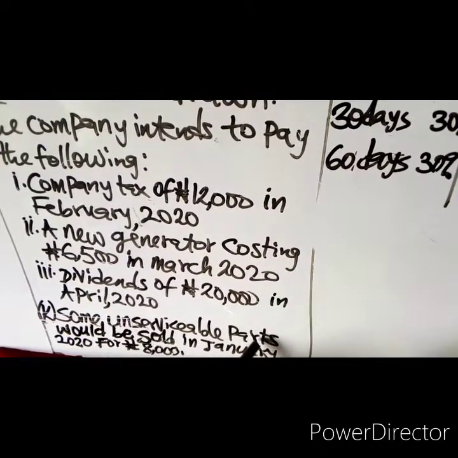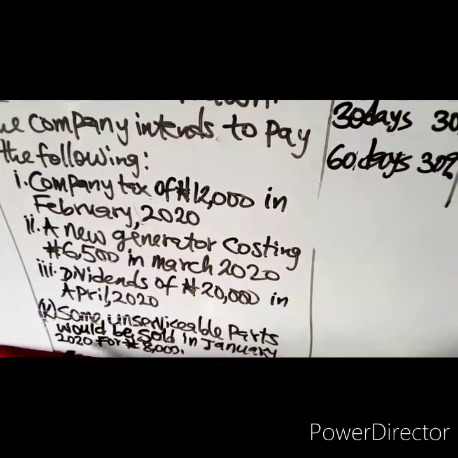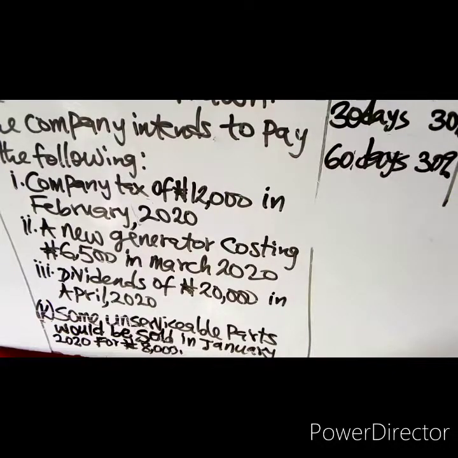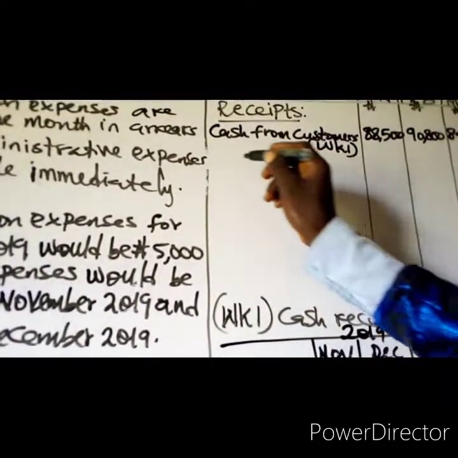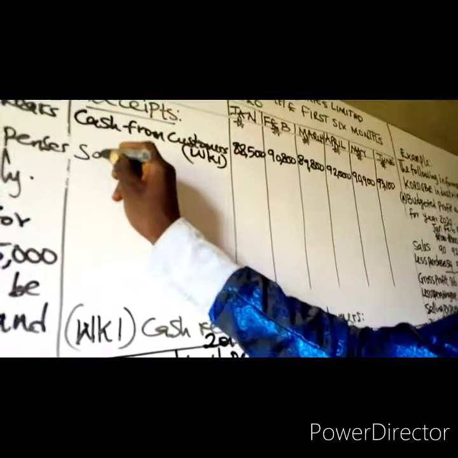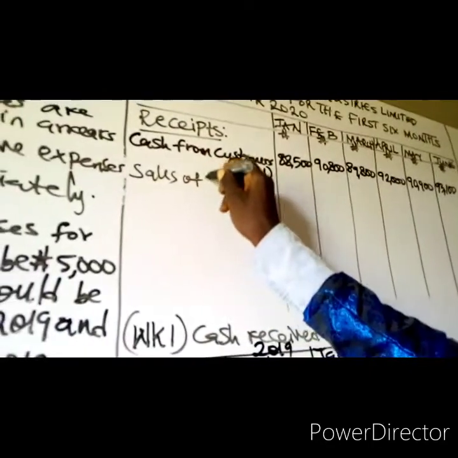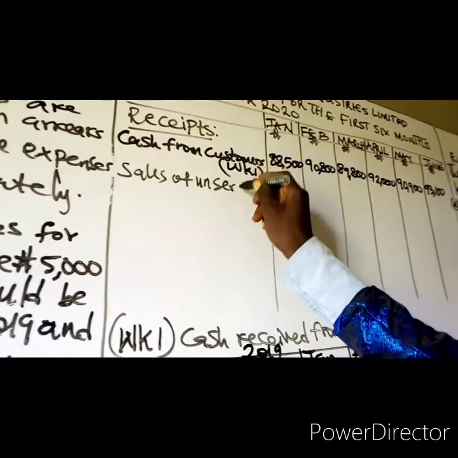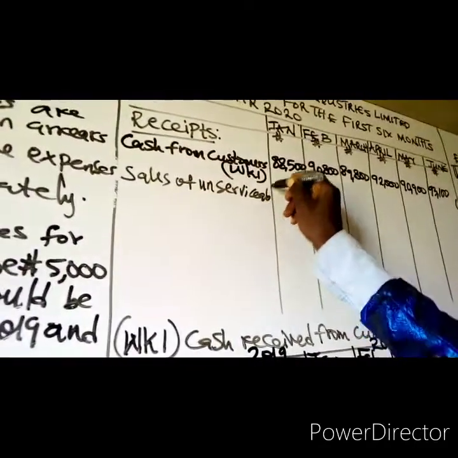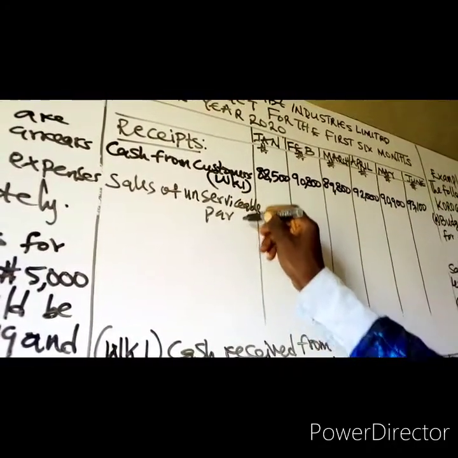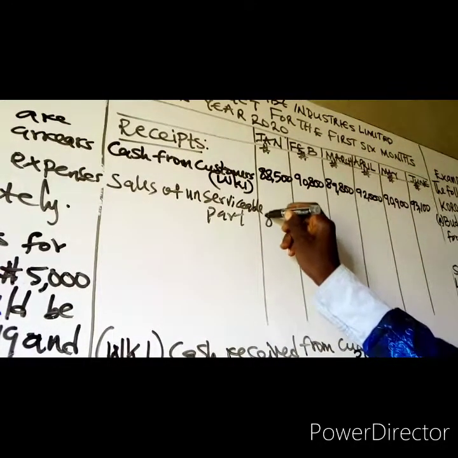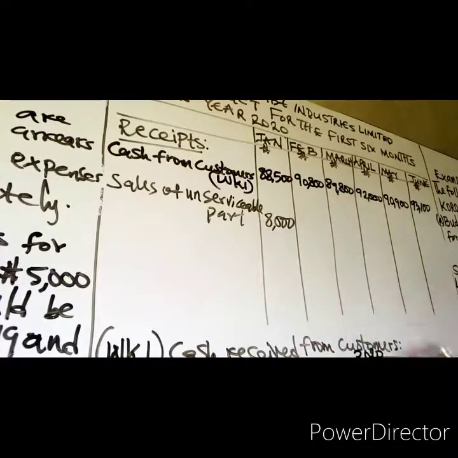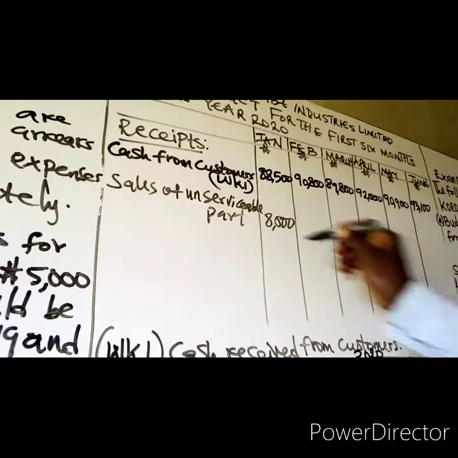Some unserviceable parts will be sold in January 2020 for 8,000 naira. That is sales of unserviceable part. That will involve receipts or cash. Sales of unserviceable part will be made in January 2020, and the amount involved is 8,000 naira. Then you now sum up the receipts.